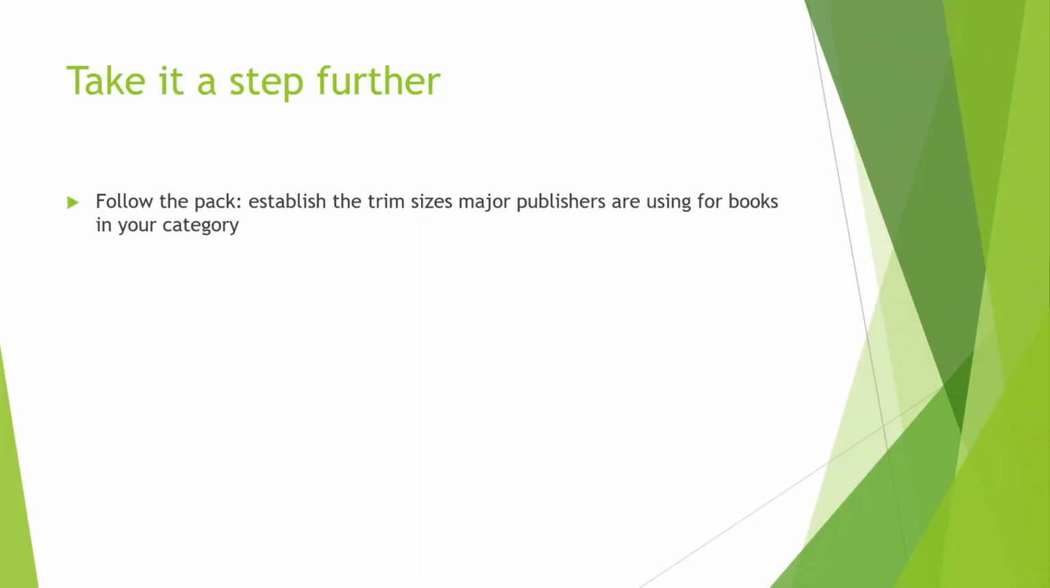Similar books that are on the bestseller list, because over time, readers, librarians, other professionals have been sort of trained to think about how a particular book looks. Consider a book of horror versus a romantic comedy. Consider a children's book. Maybe you yourself make certain associations based on the size of a book. Follow the pack. Establish the trim sizes major publishers are using for books in your category.